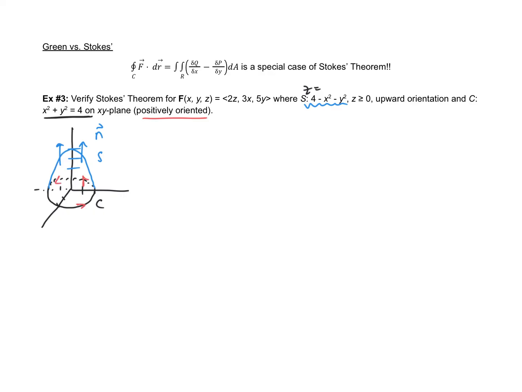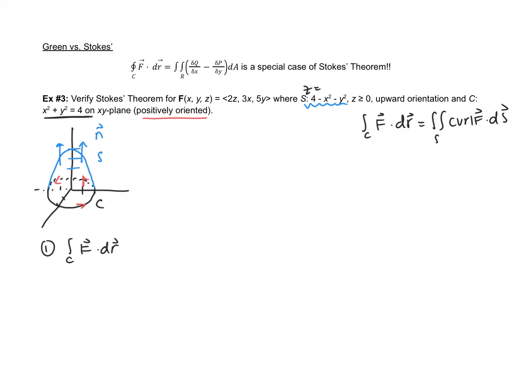Okay, so if we're verifying Stokes' theorem, it's probably a good idea just for us to write that down. So we have the line integral of f dot dr can be calculated as the surface integral of curl of f dot dS. So ultimately, we're going to have to calculate both of these. So step 1, we're going to calculate the line integral of f dot dr, and so that is for that curve C.